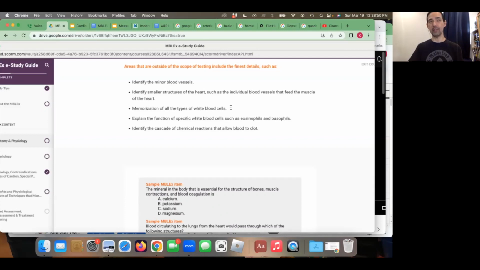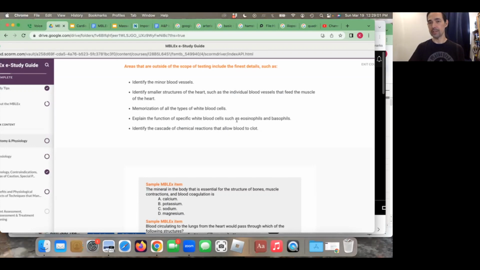All the types of white blood cells, basophils, eosinophils, T cells, killer cells, you don't have to know those. The function of specific white blood cells like eosinophils and basophils, you don't have to know those. You don't have to know that they exist, and you don't have to know the function. Identify the cascade of chemical reactions that allow blood to clot: you don't have to know anything about clotting factors or anything else about clotting.